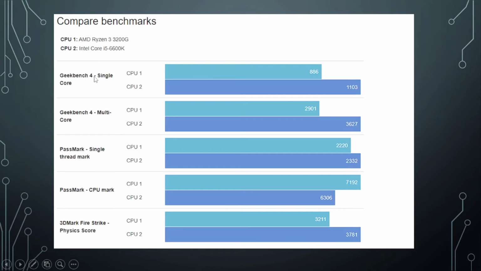Next, we will compare the different benchmarks of different applications used in gathering data for the microprocessors. In Geekbench for single core, CPU 1 is the Ryzen and CPU 2 is the Intel Core i5. We can see here that the Intel Core has a result of 1103, which is advantageous, and for multi-core using Geekbench, the Core i5 still has the lead with 3627 points. Next, we'll see PassMark using the single thread mark.